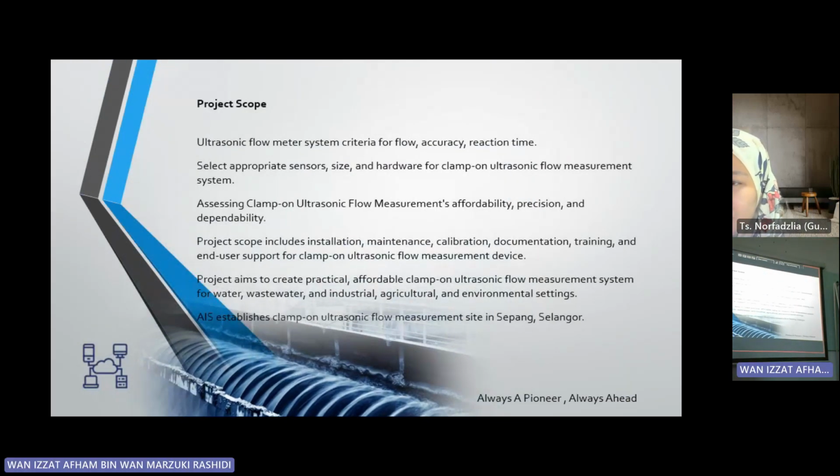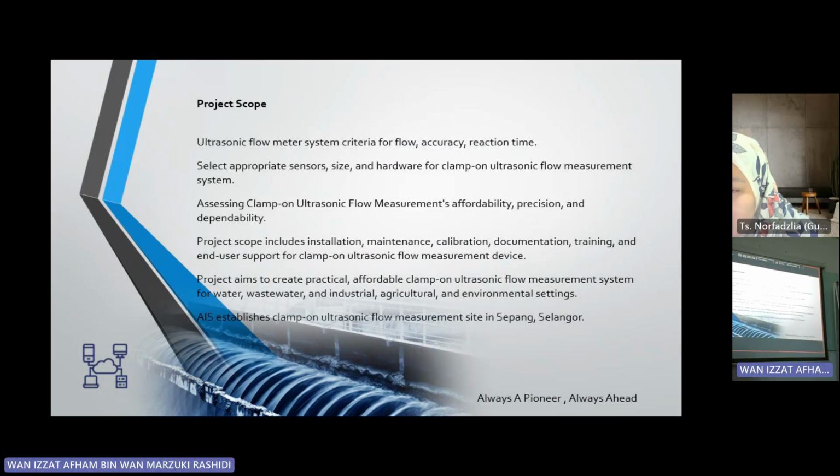While for the project scope, the first one is the ultrasonic flow meter system criteria for flow accuracy and reaction time. We select appropriate sensors, size, and hardware for the clamp-on ultrasonic flow measurement system. Assessing clamp-on ultrasonic flow measurement affordability, precision and dependability. The project scope includes installation, maintenance, calibration, documentation, training and end user support for the clamp-on ultrasonic flow measurement device.